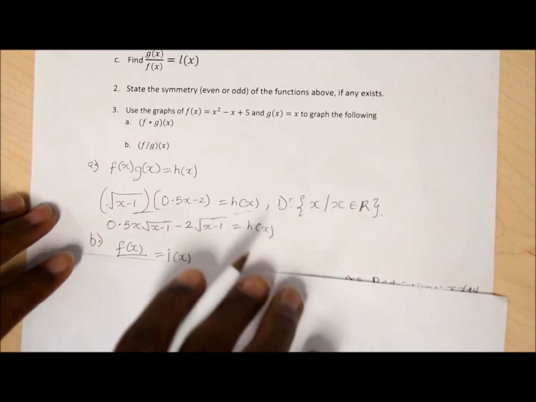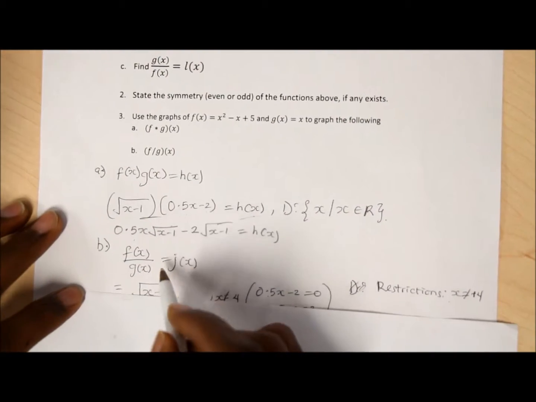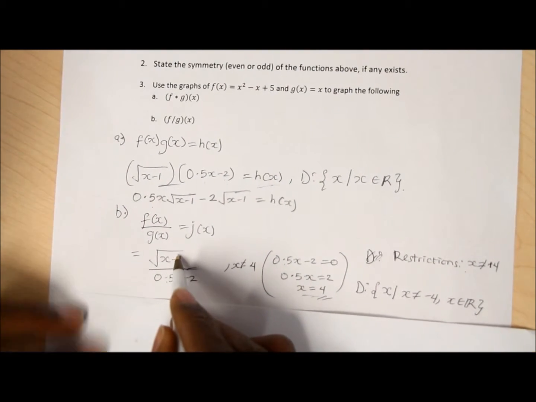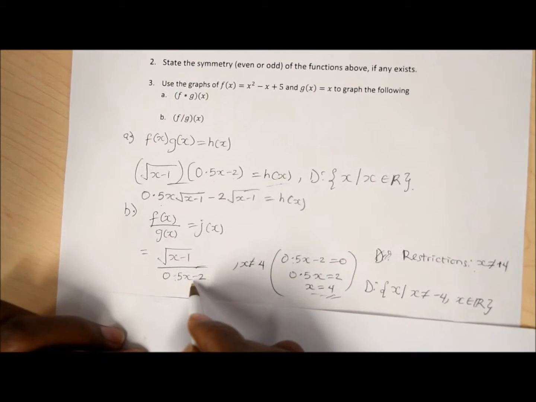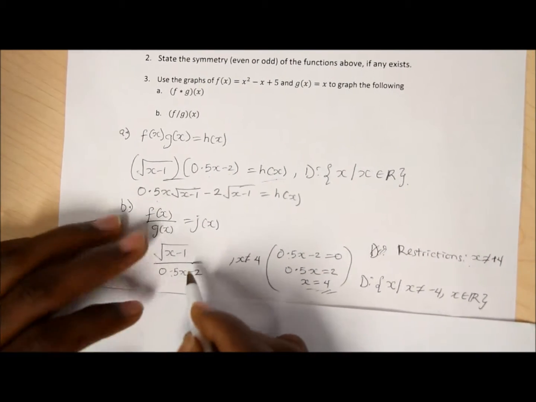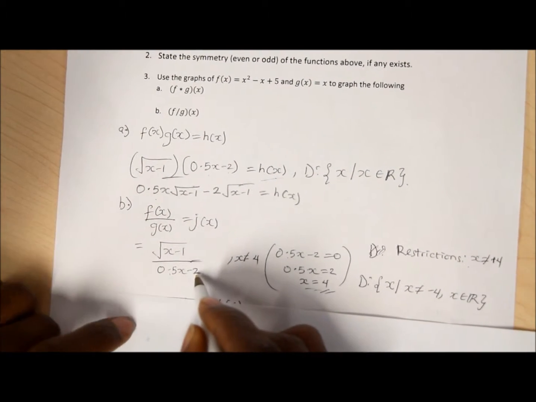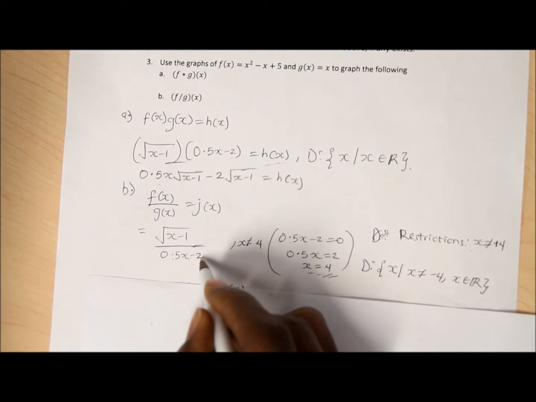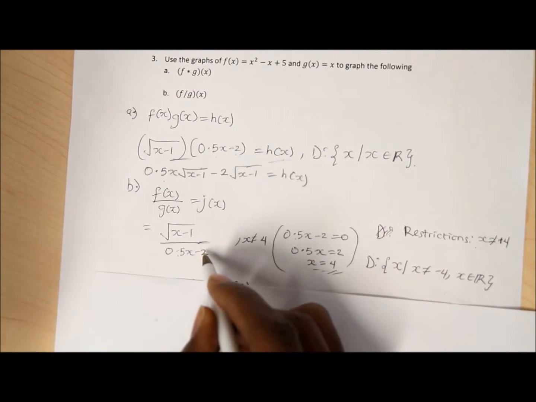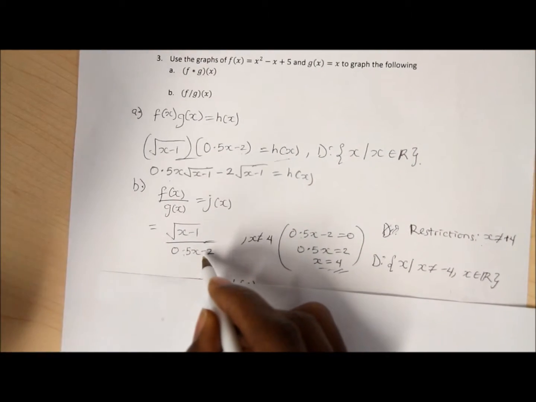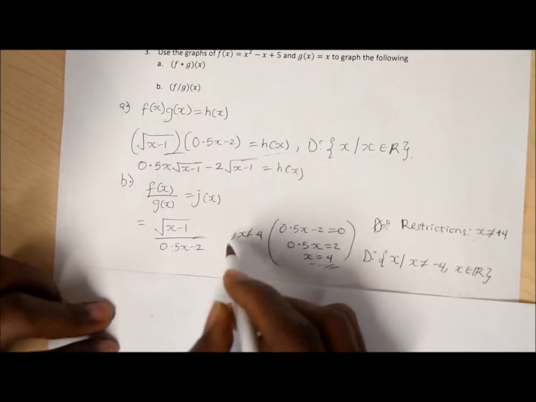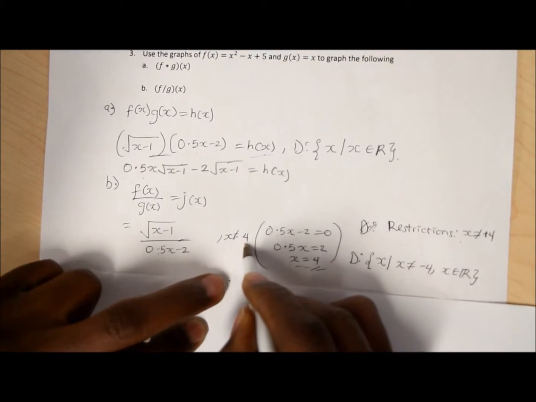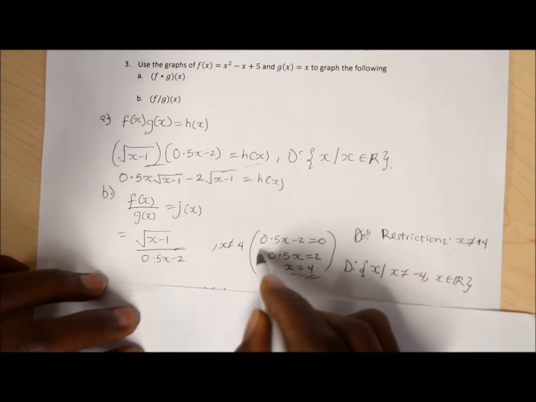Then B, f of x over g of x equals g of x. So then you just see root x minus 1 over 0.5x minus 2. In this case, there will be a restriction, because there's also a restriction on the quotient of functions, unless the denominator is just one number, like g of x equals 1 or something. So in this case, our restriction is x cannot equal 4, sorry, not -4, +4.